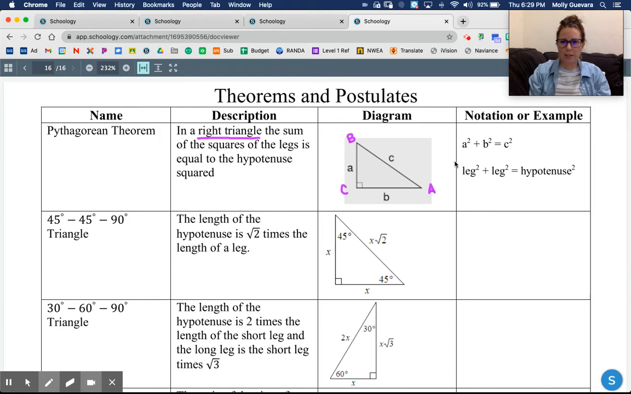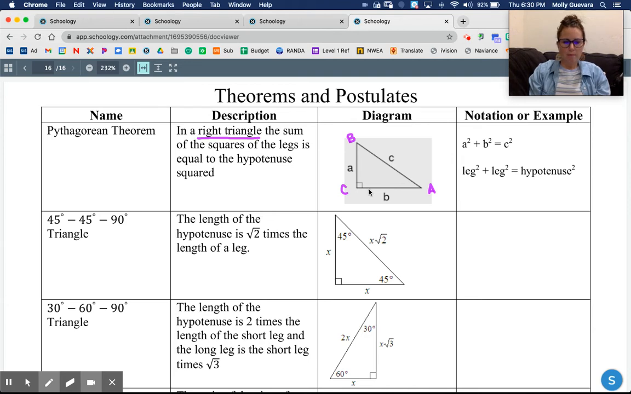So Pythagorean theorem is a squared plus b squared equals c squared. And it's always leg squared plus leg squared equals the hypotenuse squared. So the longest length, the side across from the right angle, that is always your hypotenuse. So whatever the longest length is, is your hypotenuse. Whatever the side length is across from the 90-degree angle is the hypotenuse.